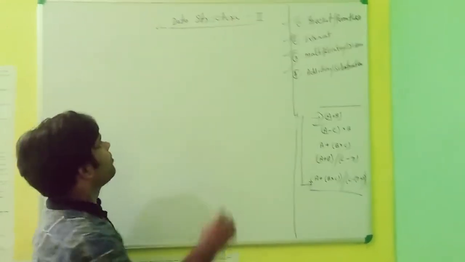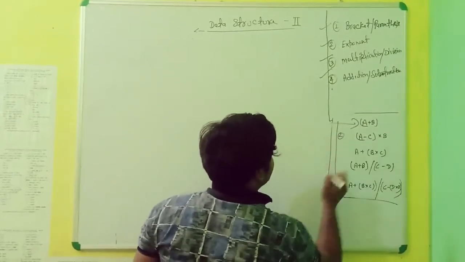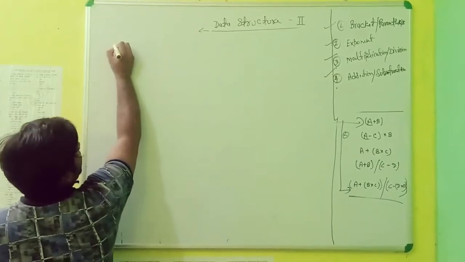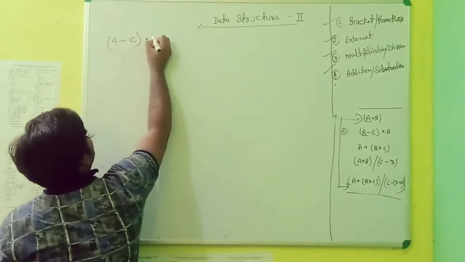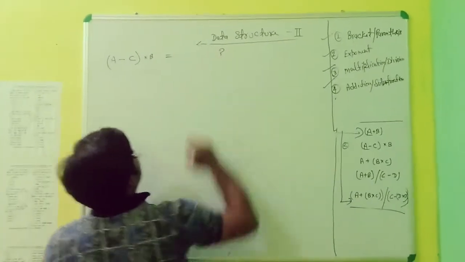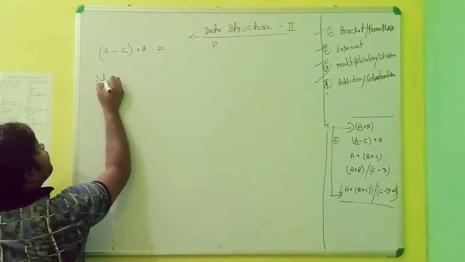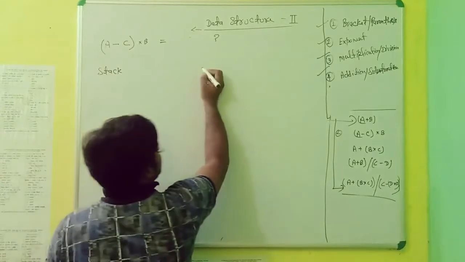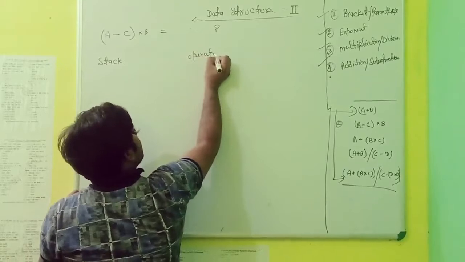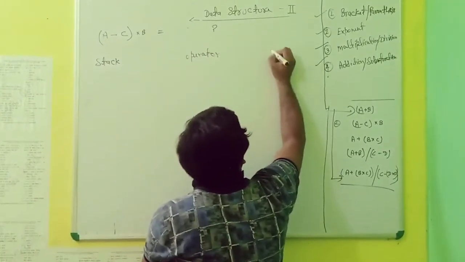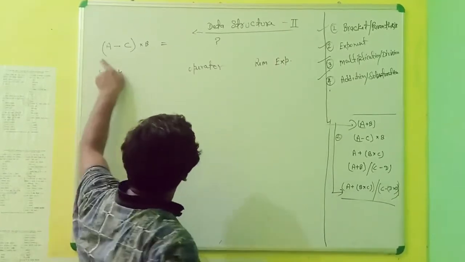Okay, now come here. I will give another example, the second one written here. The infix expression is (a minus c) into b. Now it wants the postfix form of this expression. Very simple. First of all, we have to make a 3 column table: stack, then the operator column, then at last the remaining expression column.